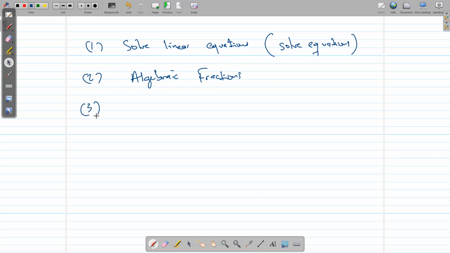And third, you need to be able to factorize using the highest common factor. You need to at least know these three things. Once you know these three things, your ability to solve those kinds of questions will be greatly enhanced. If you struggle with these, you're going to struggle with finding the inverse function.